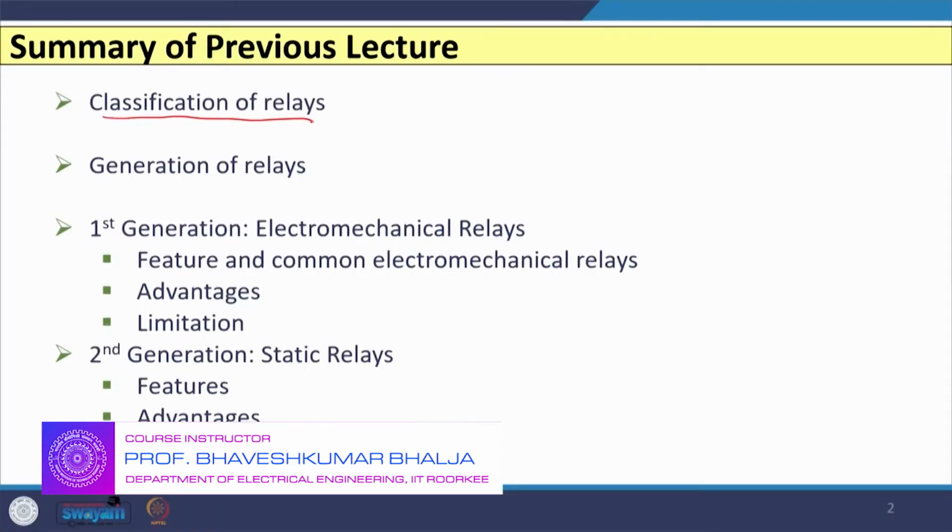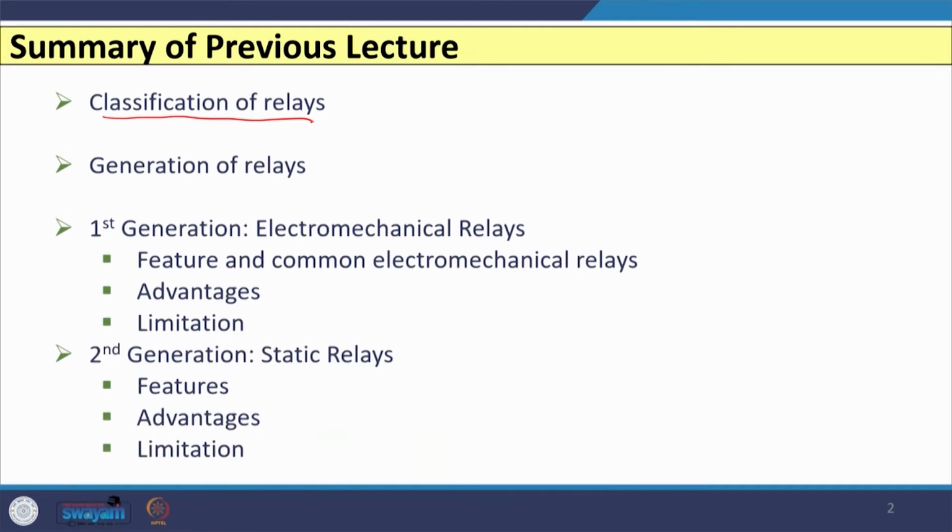Hello friends. So, in the previous lecture we have discussed the classification of relays. In that, we have discussed that relays can be classified in terms of the time of operation done by the relay. So, we may have instantaneous overcurrent relay, definite time relay, inverse overcurrent relay, or IDMT overcurrent relays.